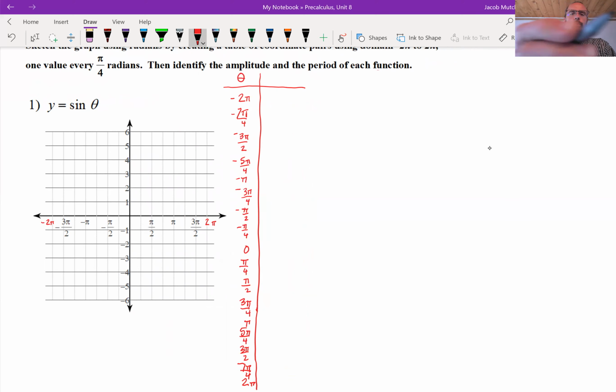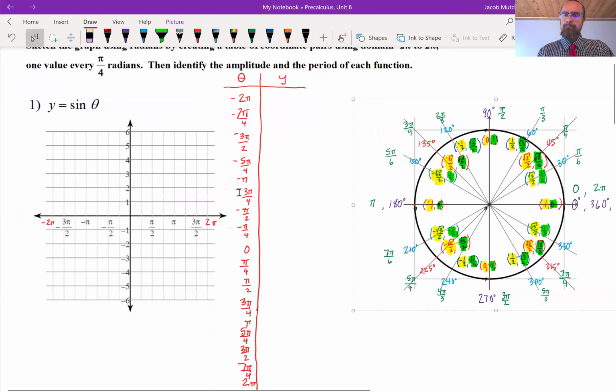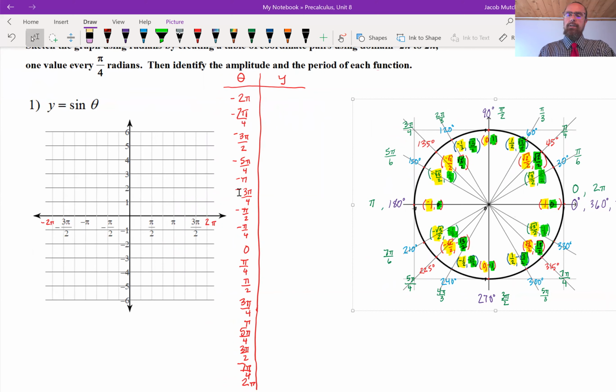Now to get our outputs, or our y values, what we want to do initially is take a look at our unit circle. So I'm going to bring the unit circle here. We'd created it in a previous lesson. The reason I bring that is because for sine and cosine, we have values that are really just marked on the unit circle. The ones that are in yellow, the x values of those coordinates, are our cosine values. The green ones, the y values, are in fact our sine values.